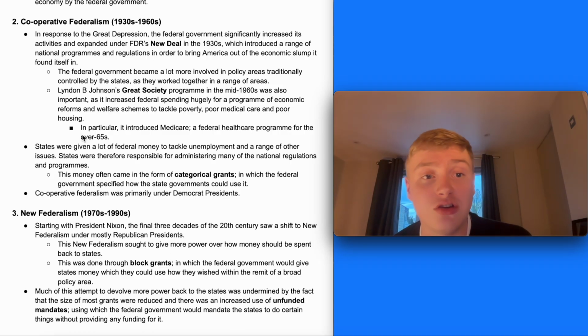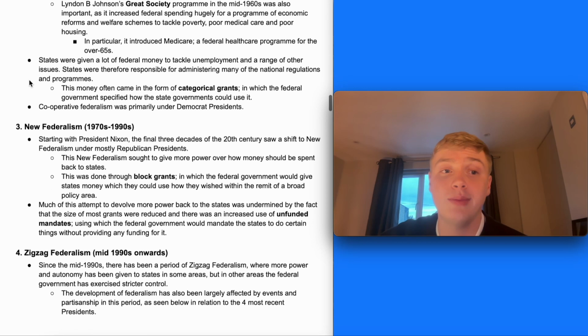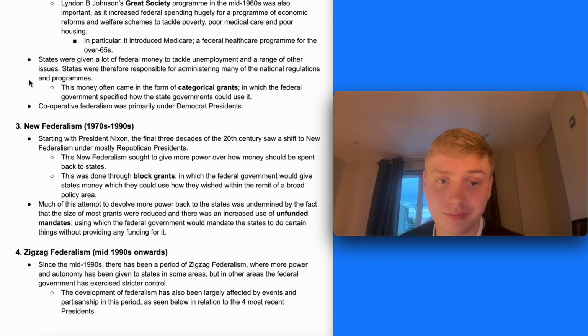Lyndon B. Johnson's Great Society program then continued this in the mid-1960s, increasing federal spending hugely for a program of economic reforms and welfare schemes to tackle poverty, poor medical care, and poor housing. And this was in particular with the introduction of Medicare. States were given a lot of federal money to tackle unemployment and a range of other issues in this period, and they were therefore responsible for administering many of the national regulations and programs. And this money often came in the form of categorical grants, though, in which the federal government specified how the state government could use it. And this cooperative federalism was primarily under Democrat presidents.